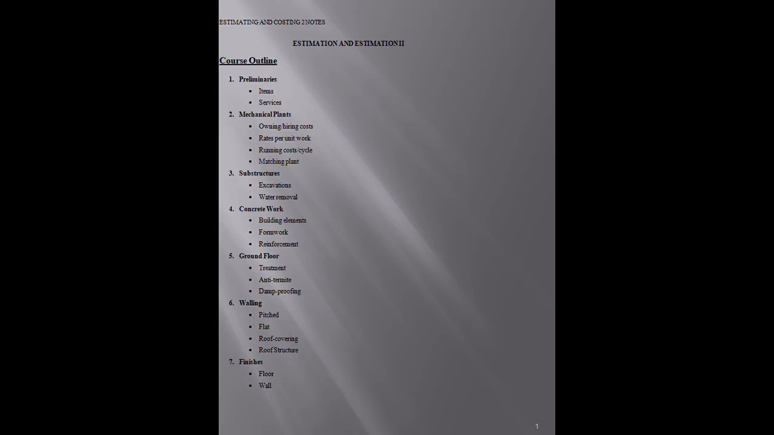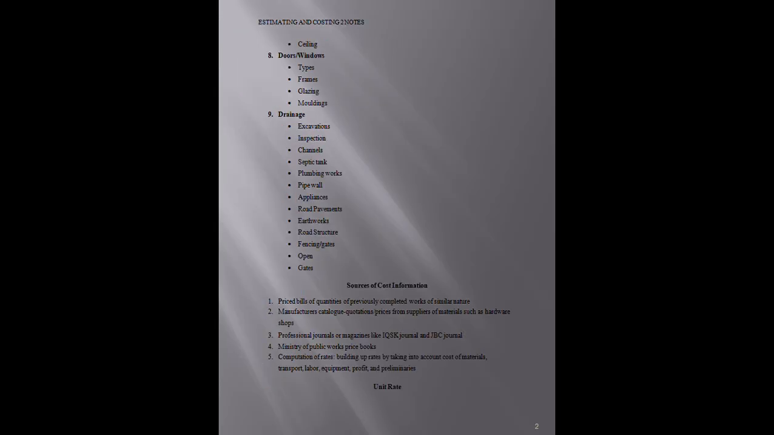Under our course outline we'll have preliminaries, mechanical plans, structures, concrete work, ground floor, walling, finishes, doors and windows, and drainage. Those are the 9 topics we are going to learn in these notes concerning estimation and costing.